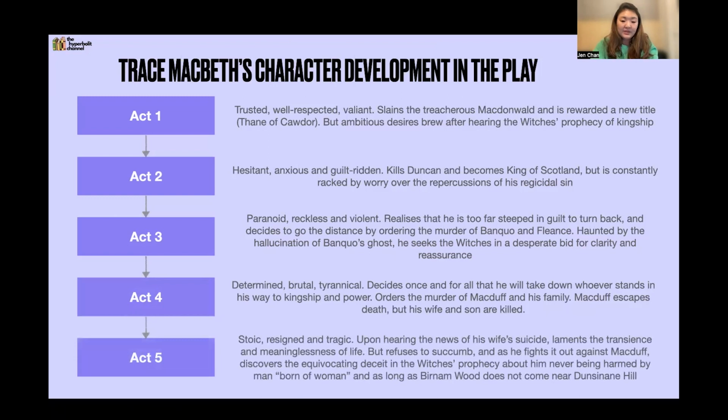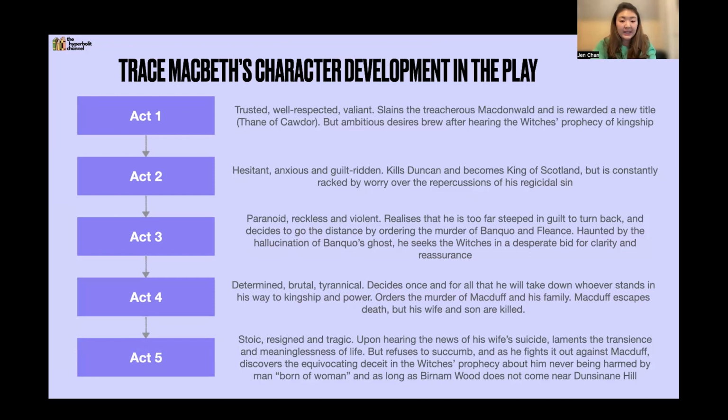He laments the sort of meaninglessness and transience of life, really thinking about whether or not his desperate bid for power is all that worth it. But eventually he refuses to succumb, and that's what we see in the extract. And so he decides that come hell or high water, he's going to fight it out against Macduff.